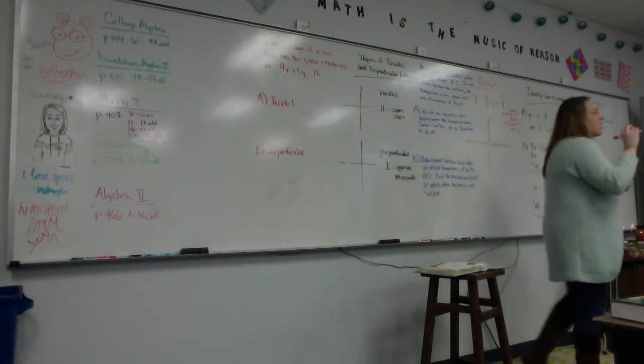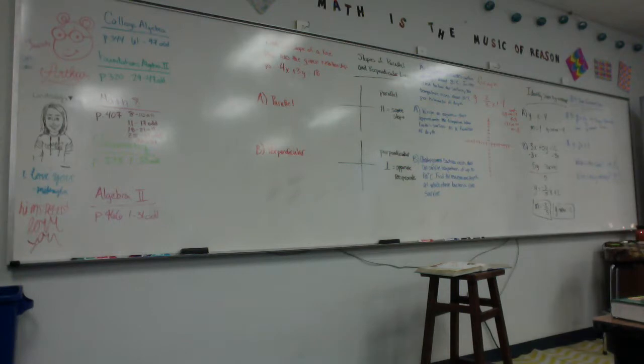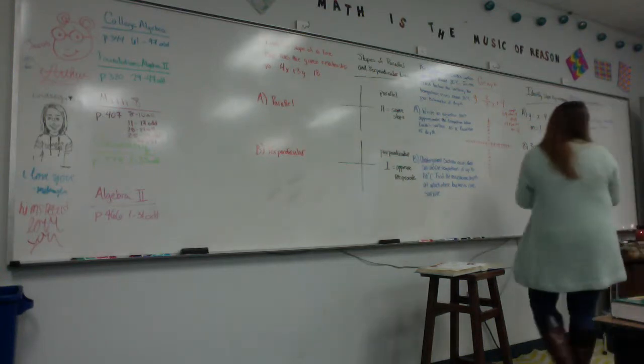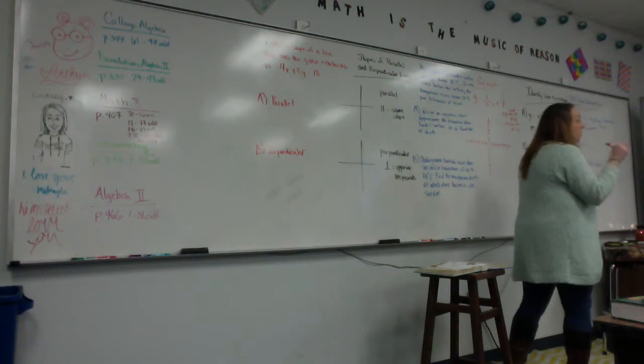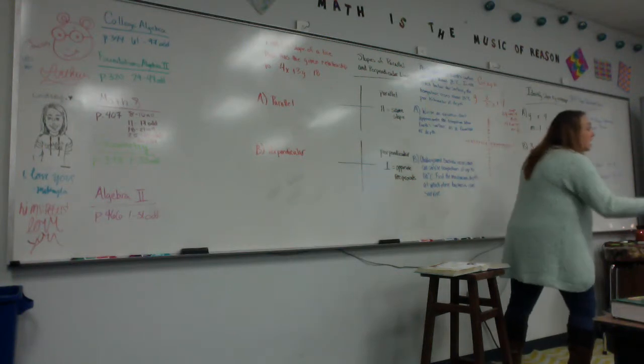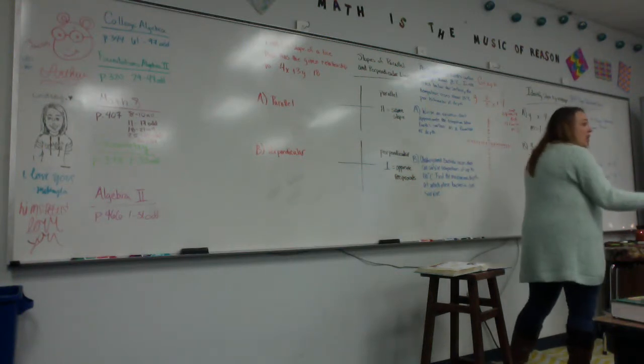Negative 2 tells me my rise. 3 tells me my run. So if I'm rising negative 2, what does that mean I'm doing? You're going down because it's negative. So I'm rising negatively, which means I'm falling.